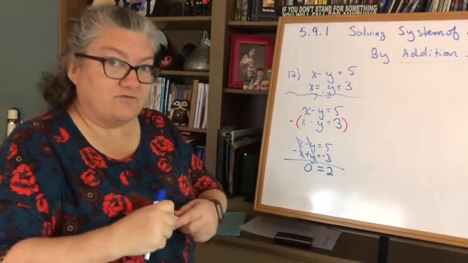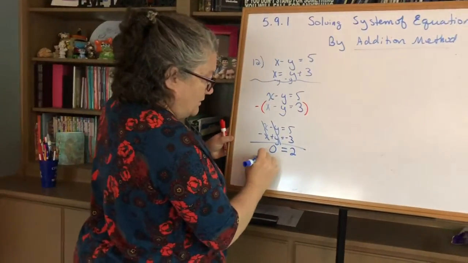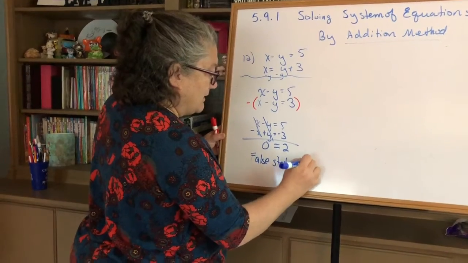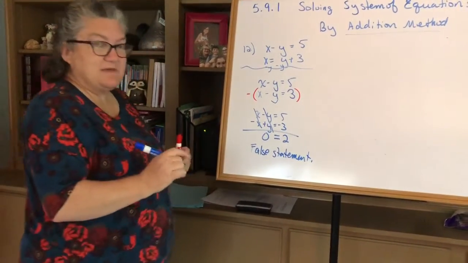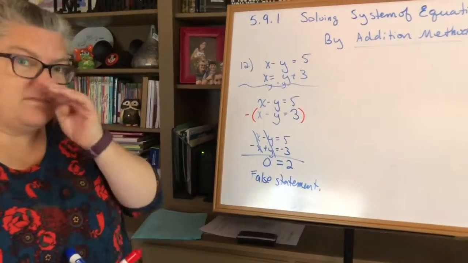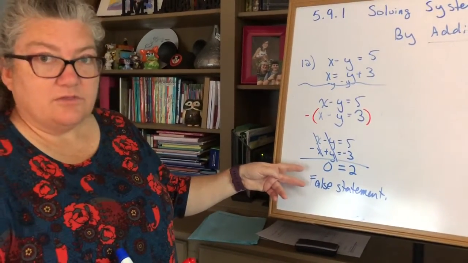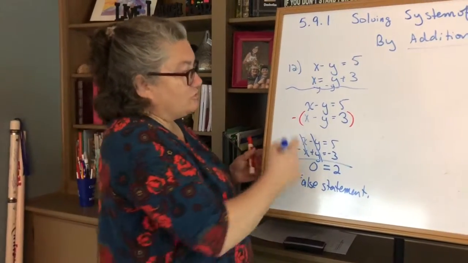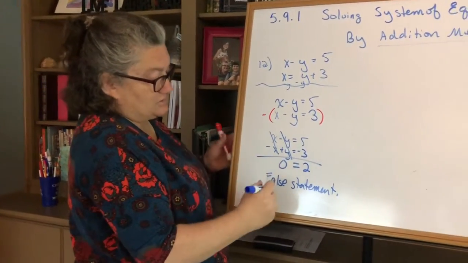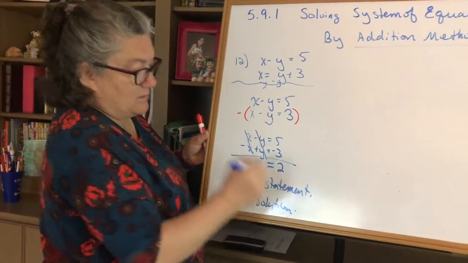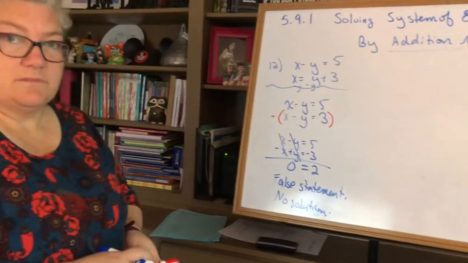This is what we call a false statement. And when we have a false statement like this, what does it mean? It means that they don't have any points in common. There's no points in common. So there's truly no solutions to this. Okay? All right, stop it.